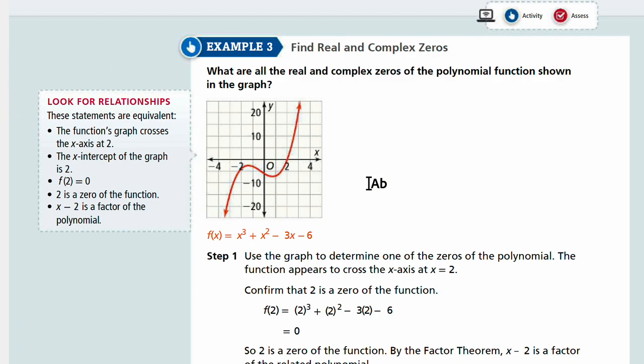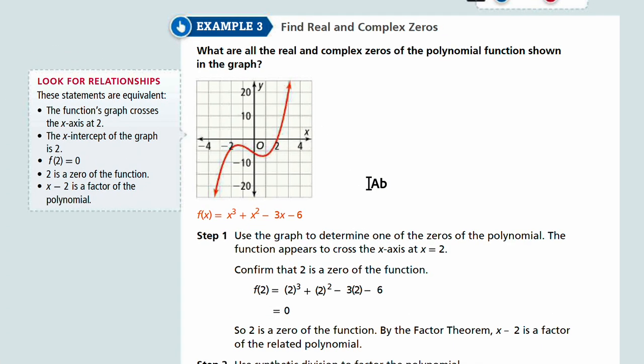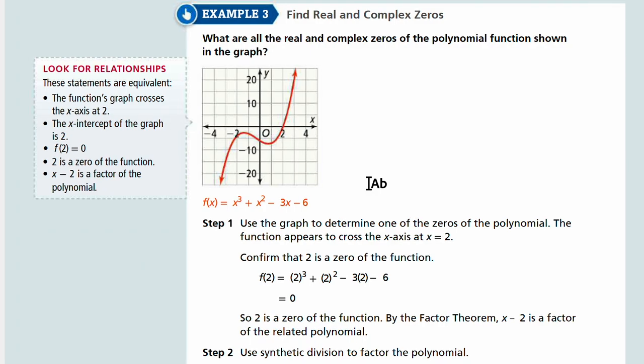Yeah, so step 1, you can use the graph to determine one of the zeros of the polynomial, which is 2, right? The function crosses the x-axis at x equals 2. And so how do we confirm that 2 is a 0? By using our function here, f of 2 should equal 0.